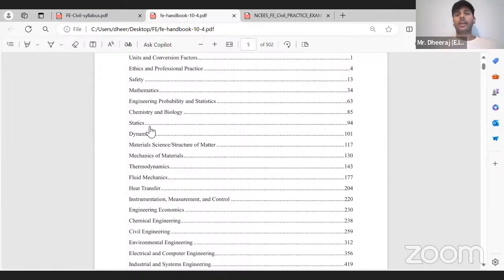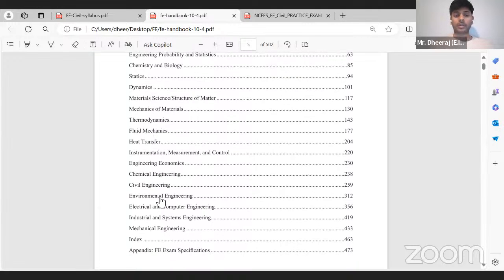Trying to get familiar with the handbook is really important, because when you go to the exam center, if you are not familiar with the handbook, it will be really difficult to find which page number. Let's say you have a question from mathematics, you may go directly to civil engineering and start searching from there. So try to get familiarized. Environmental, for example, is again a different topic. It is not related to the civil engineering subtopic. These are a couple of things you have to understand.